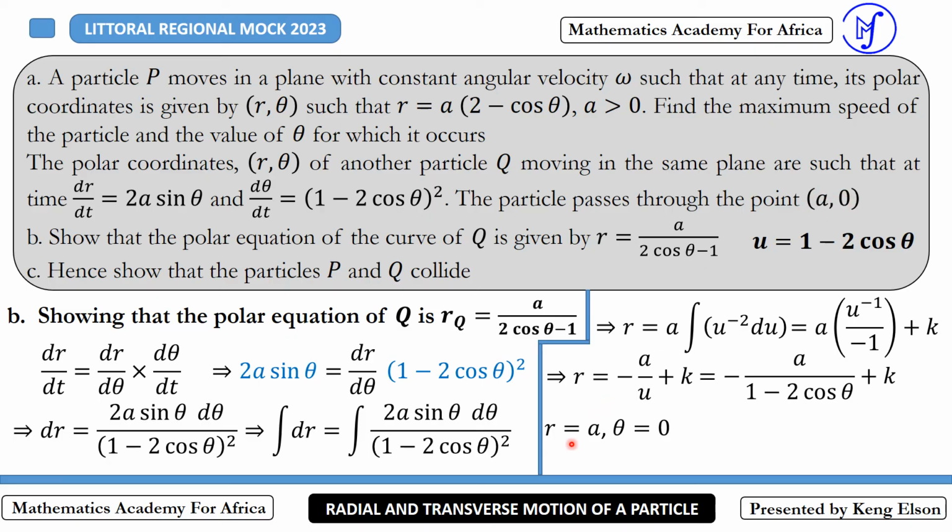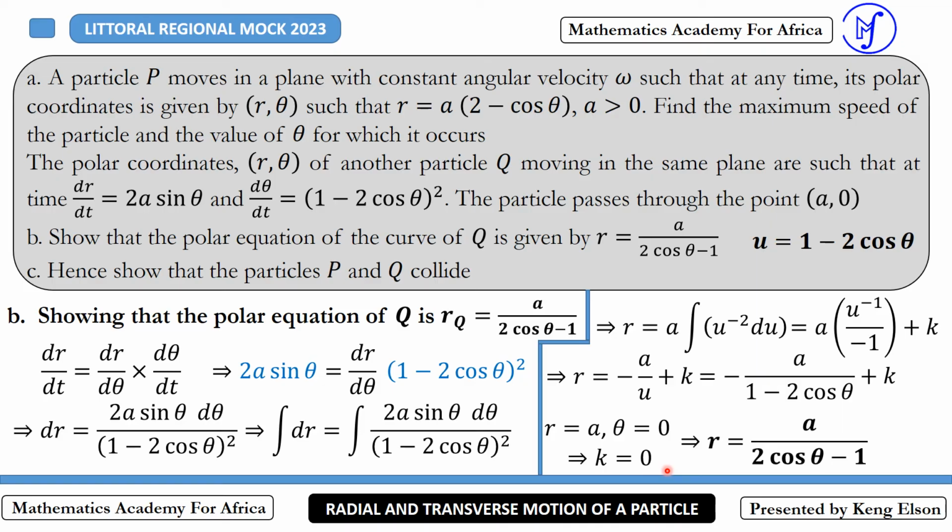Meaning that when r is A, our theta is 0. So when r is equal to A, theta is equal to 0. Cos theta will give you 1, and then 1 minus 1 will give you negative 1, times this negative here gives you positive 1. So at the end of the day, we get that our k is 0, because the left hand side will be A, and the right hand side will be A plus k. So we subtract A on both sides, and we get A minus A equal to k. So in fact, our k is equal to 0.